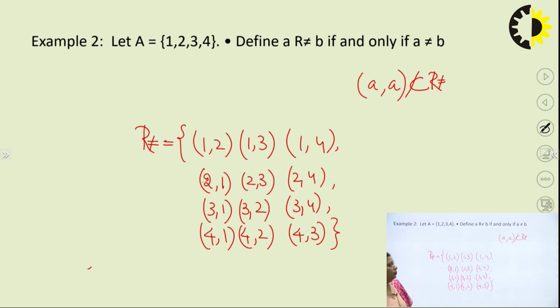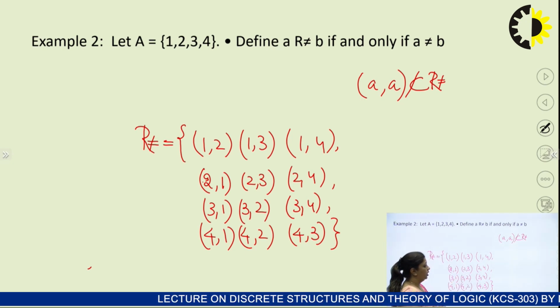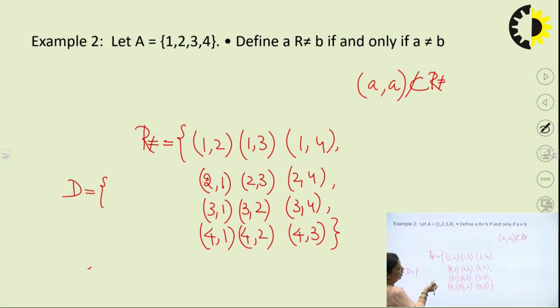So if we just remove the diagonal elements, that is all the elements of the form A, A, the remaining elements will be there in this relation. So if I talk about the domain of this relation, what will be the domain of this relation? The domain will contain all the 4 elements 1, 2, 3 and 4, and the range will again contain all the elements 1, 2, 3 and 4.